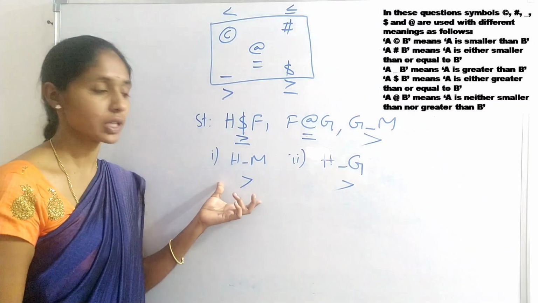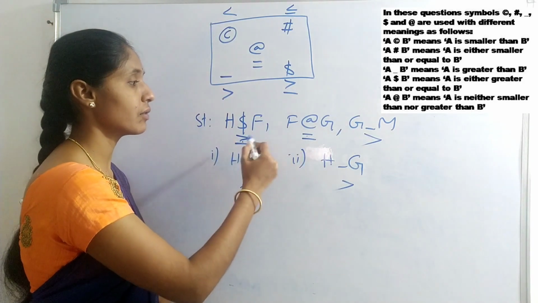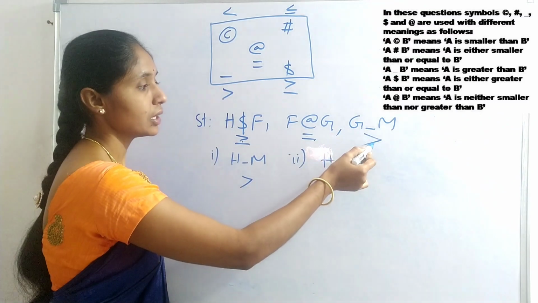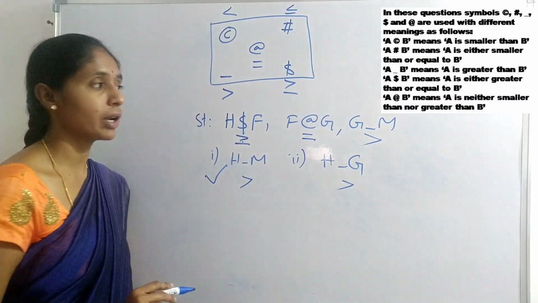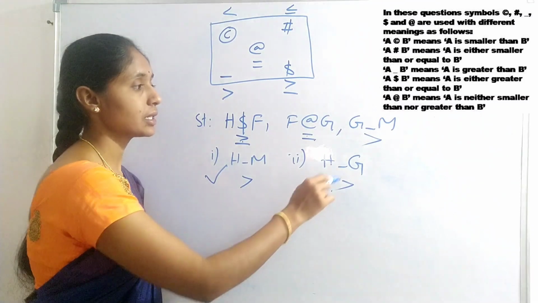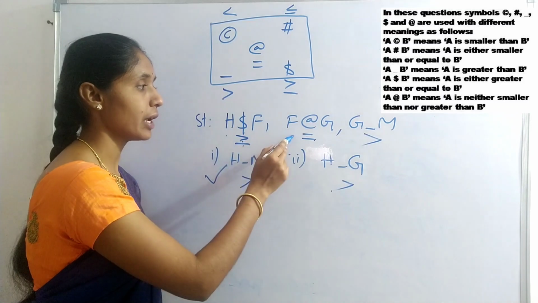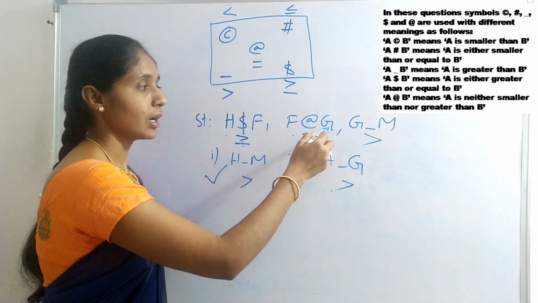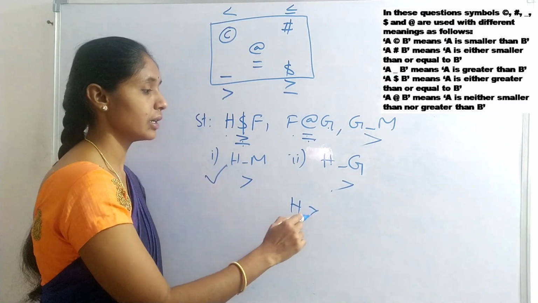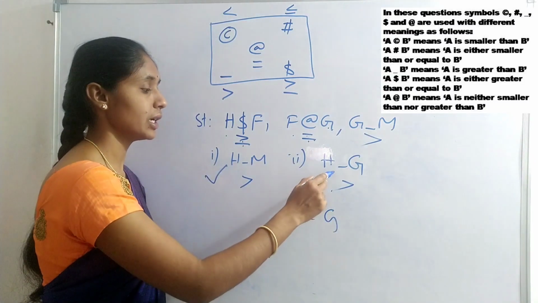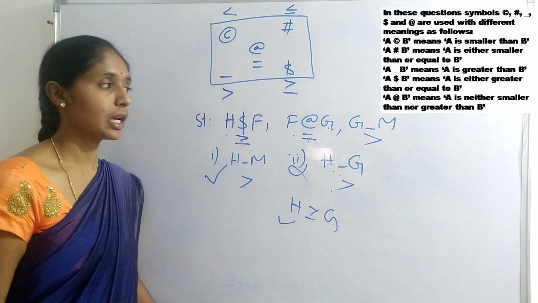Coming to first conclusion. H greater than M. From this, H greater than or equals to F equals to G. G greater than M. So H greater than M. Conclusion 1 is true. And H greater than G. Okay. H greater than or equals to F equals to G, and G greater than M. So H greater than or equals to G is true. But here H greater than G. So conclusion 2 will not follow.